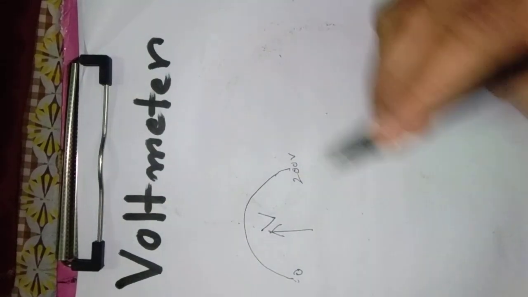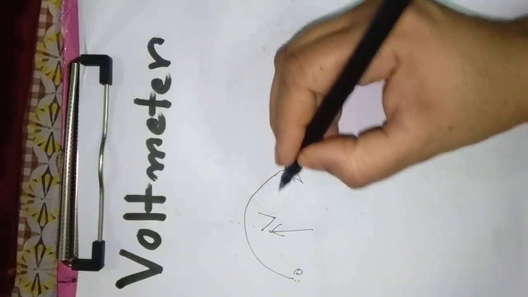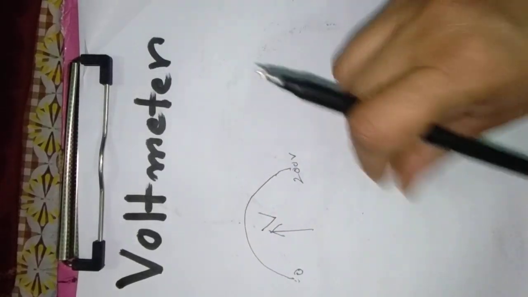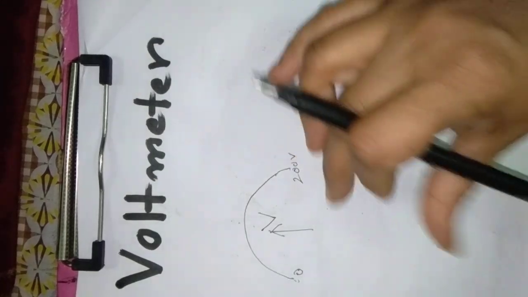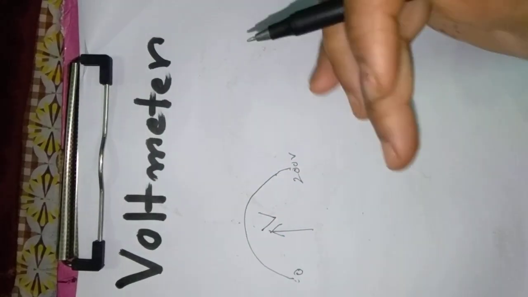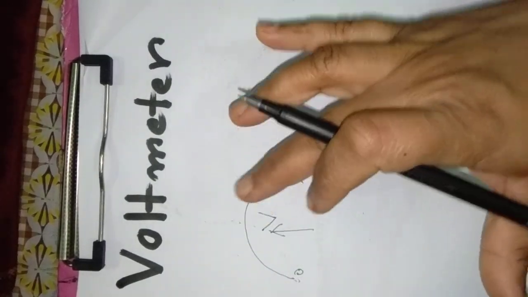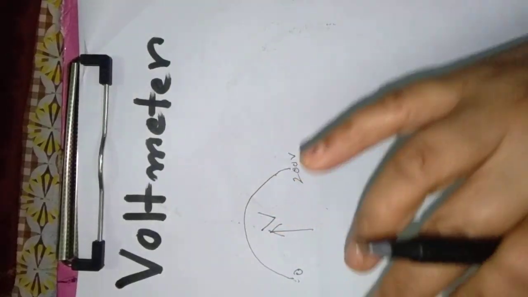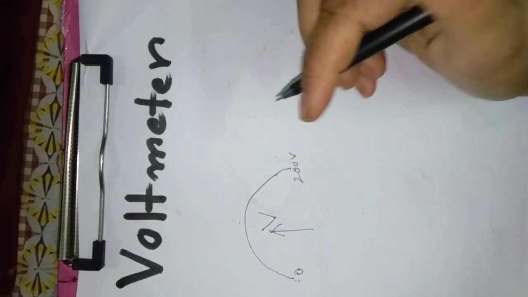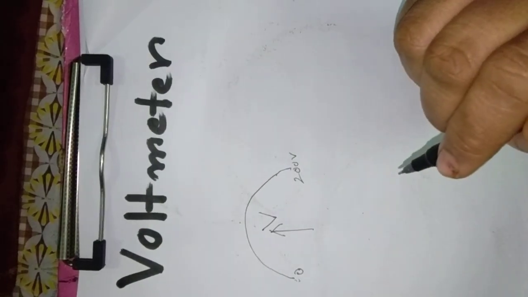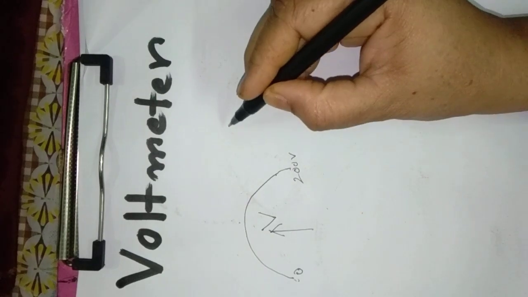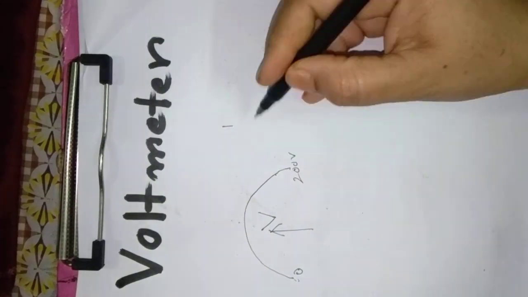So suppose the potential difference at the two ends of any cell is 100 volt. That can be measured by the voltmeter in the unit of volt. The voltmeter is connected in parallel connection in any circuit. So let's draw another circuit.